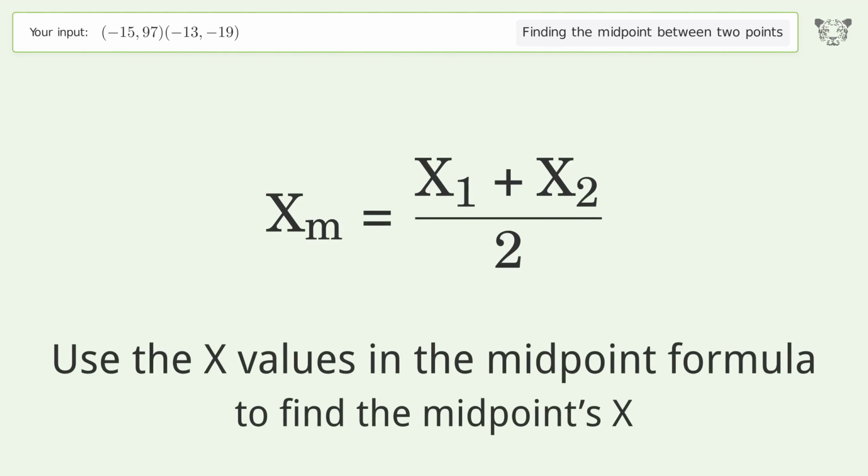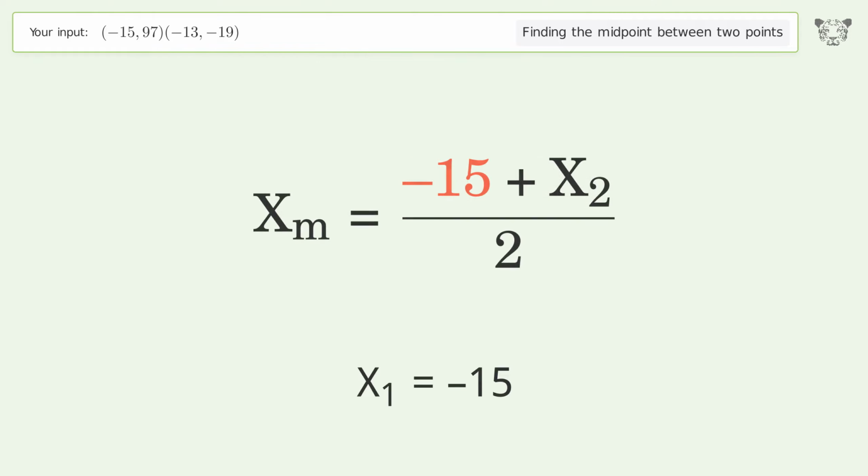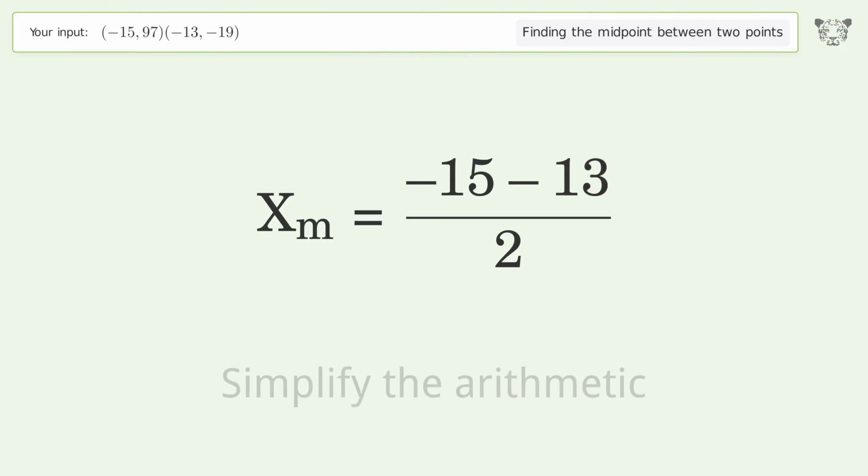Use the x values in the midpoint formula to find the midpoint's x. x1 equals -15. x2 equals -13. Simplify the arithmetic.